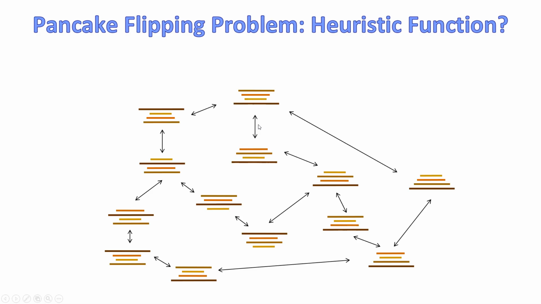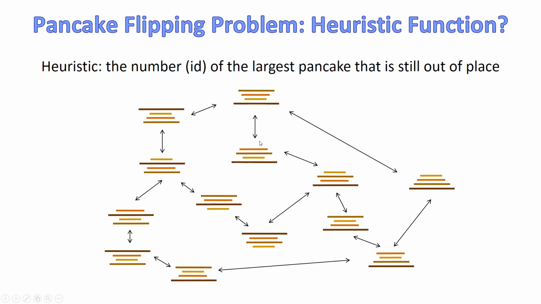Okay, so let me tell you what we will use here: the number or ID of the largest pancake that is still out of place. So this is a bit different from what Saad said. Here we look at the state and we check what is the largest pancake that we have to flip, and the cost will be the ID of that pancake. Let's see what that will give us, and why that could be a heuristic function.